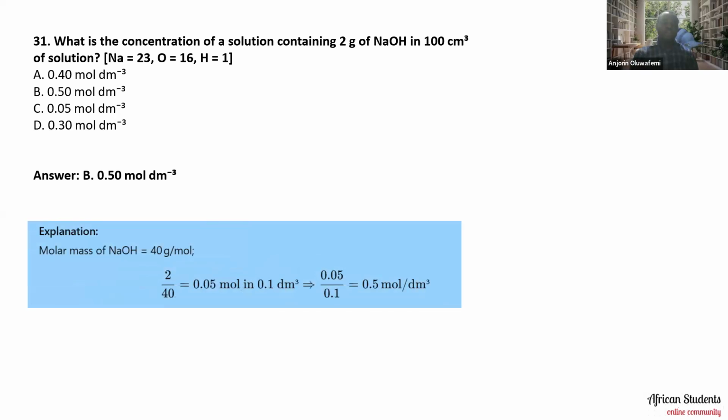Now, molar mass of sodium hydroxide equals 40 grams per mole. 2 over 40 equals 0.05 mole in 0.1 dm³. So when you divide 0.05 by 0.1 dm³, you end up having 0.5 mole per dm³.